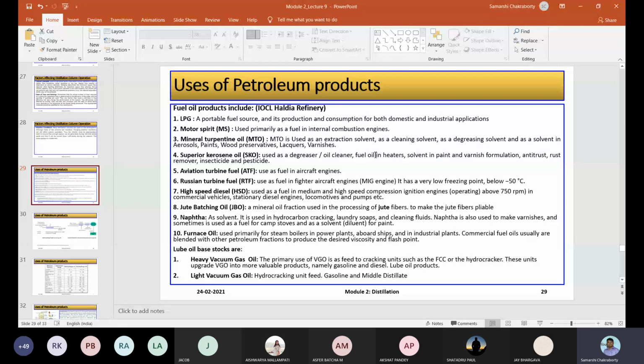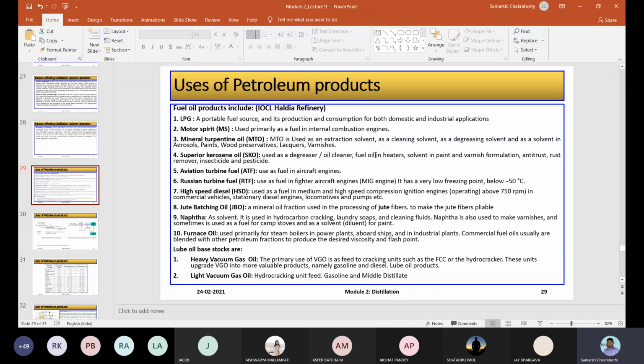Furnace oil is primarily used in steam boilers in power plants, ships, and industrial plants. Commercial fuels are usually blended with petroleum fractions to reduce viscosity and flash point. Because it contains heavier petroleum fractions, the carbon number is also higher, so it has a higher viscosity. To reduce its viscosity, it has to be mixed with some other petroleum fraction, and by mixing those fractions we lower the flash point of this furnace oil.